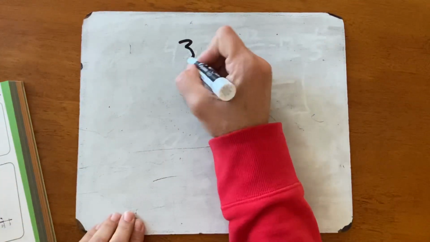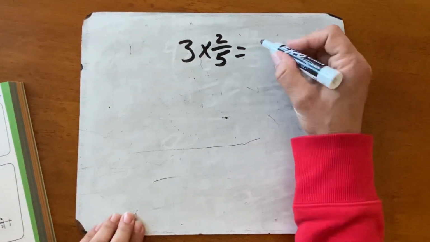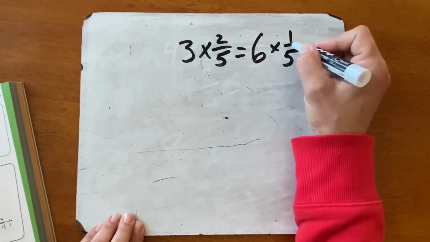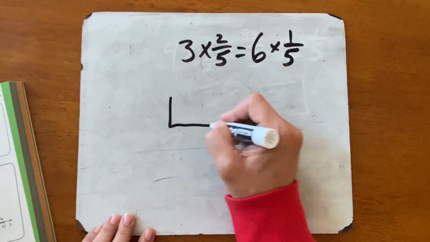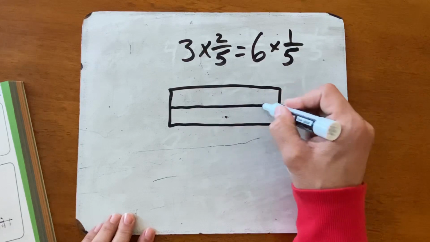So let me write that. So 3 times 2/5, and they want to know why that equals 6 times 1/5. Well, let's start out with this part first. So they're saying you got 3 of those. I'm going to separate this.